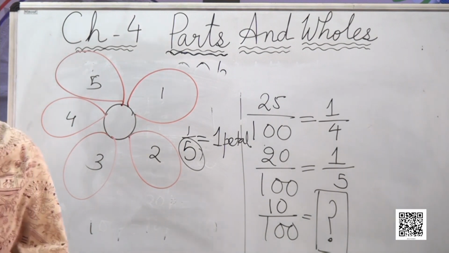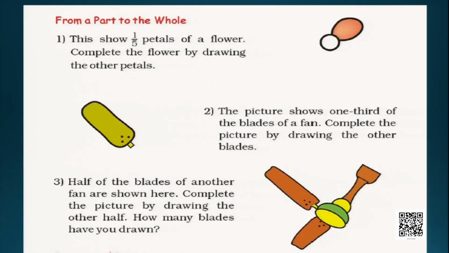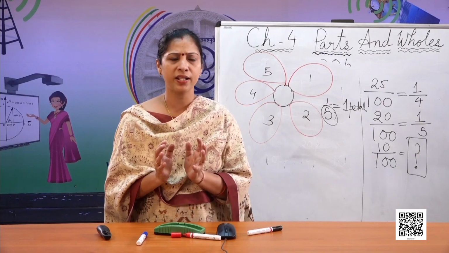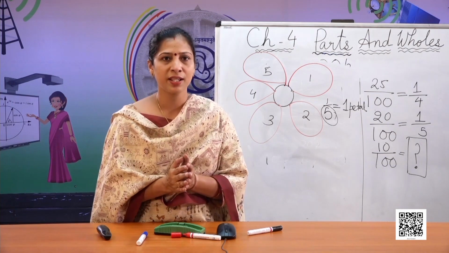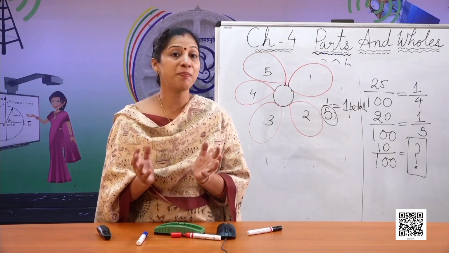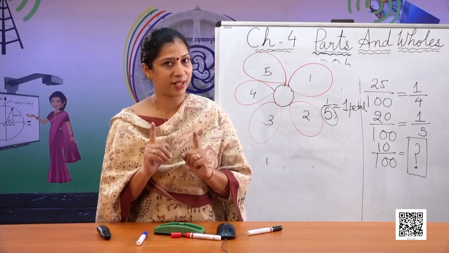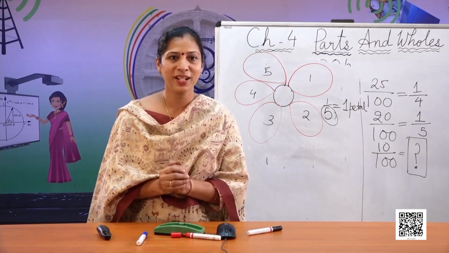Similarly, in picture 2, the picture shows 1/3 of the blades of a fan drawn. So complete the picture by drawing the other blades. So now you know that if 1/3 is 1 blade, then the whole will be how many parts? 1 blade is drawn. Do it on your own.